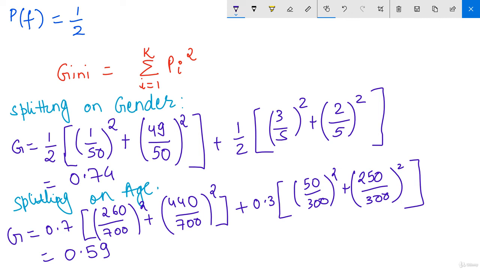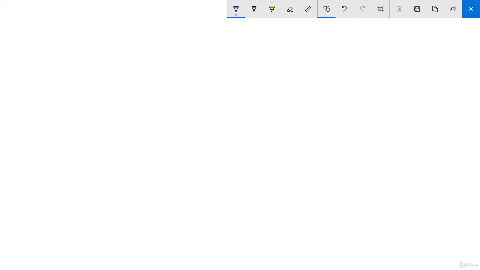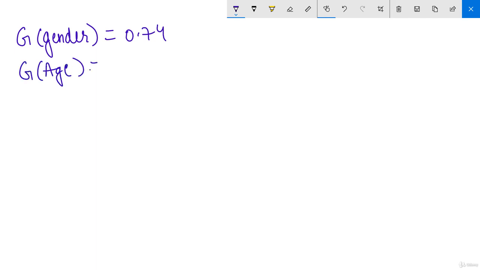Here I think I should erase this page again. So the Gini index on the basis of gender, I'm getting as 0.74, and the Gini index on the basis of age, I'm getting as 0.59. So guys, this is how you calculate your Gini index, and after calculating it, you just compare which one is greater, closer to 1, and obviously you will take that. So here we will be taking gender, and we will be splitting on the basis of gender only.